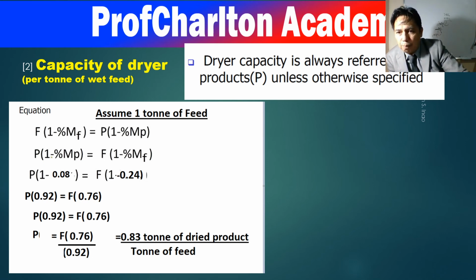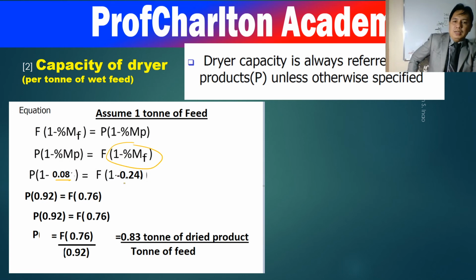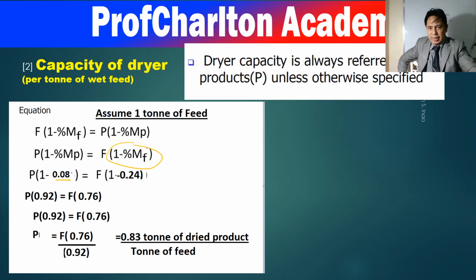So P times (1 minus percent MP). This is the mass flow rate of the product. You have to multiply by 1 minus the percent moisture of the product, which is 8%. When you use that in mathematical form, it should be converted into decimal, so 1 minus 0.08. Then feed times (1 minus percent moisture of the feed). This explains the so-called dryness.